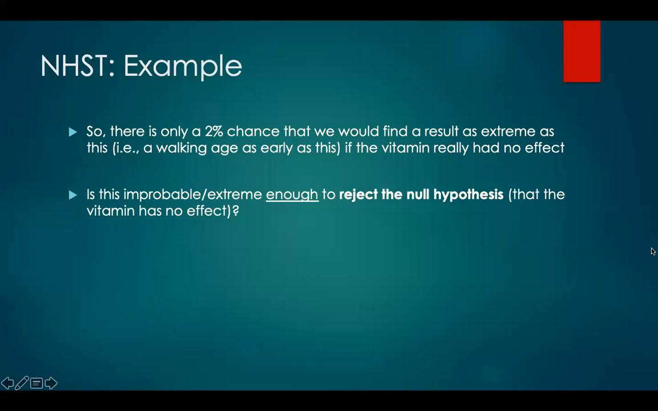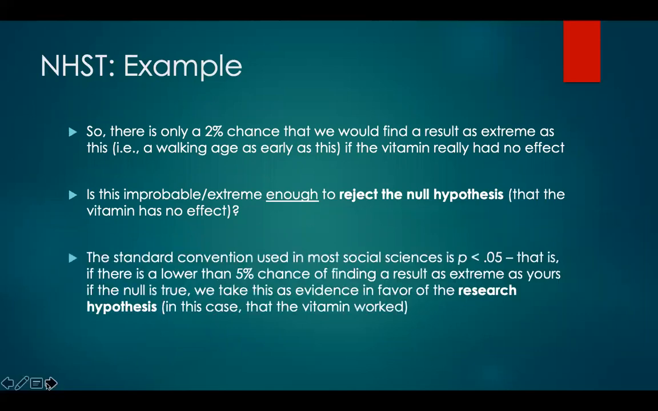So there is only a 2% chance that we would find a result as extreme as this, so a walking age as early as this, if the vitamin really had no effect. So is it improbable or extreme enough to reject the null hypothesis that the vitamin had no effect? Because the standard convention in the social sciences is p is less than 0.05. That is, if there is a lower than 5% chance of finding a result as extreme as the one we did, if that null is true, we take this as evidence in favor of the research hypothesis. So in this case, that the vitamin worked. Or in other words, we can reject the null hypothesis that it didn't work.